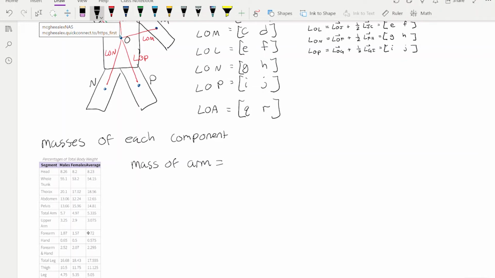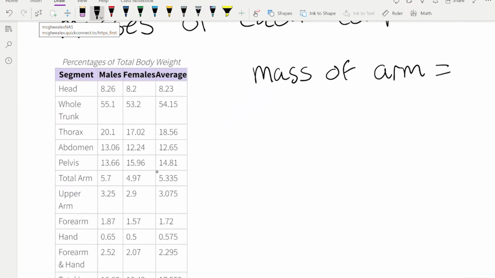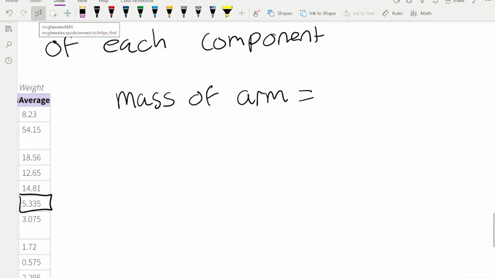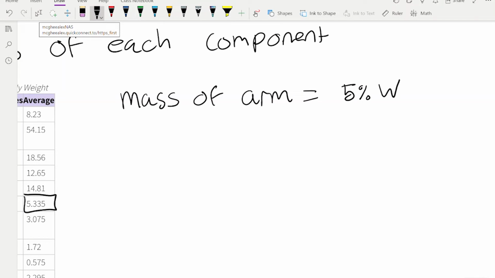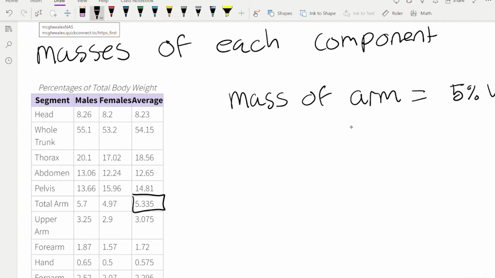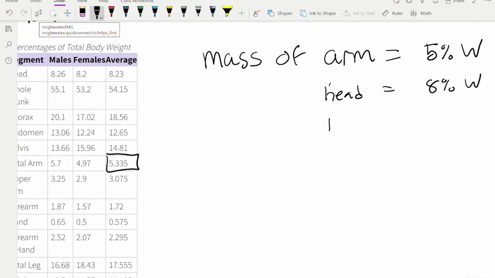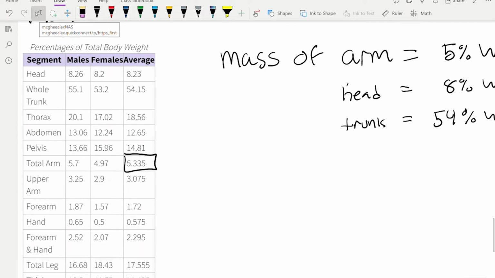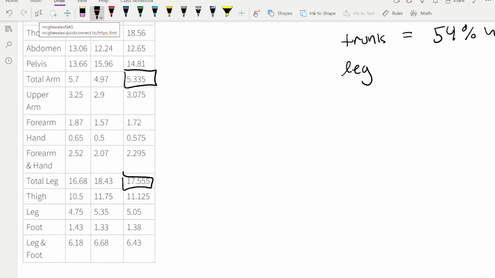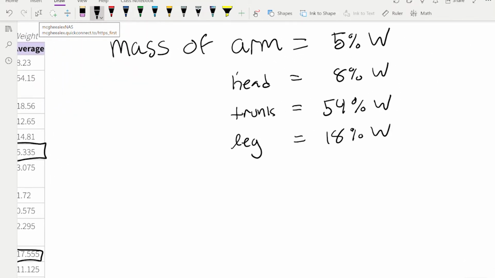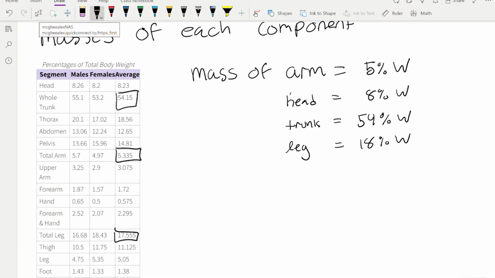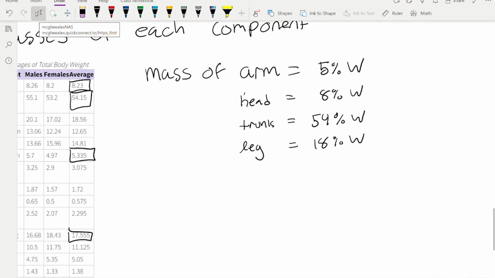Arm is 5%. So it's 5% of the total weight of the person. Mass of head is 8%. Whole trunk, 54%. The leg, total leg is 18%. So that's cool. Now we also need that weight. What do we call the weight? F.